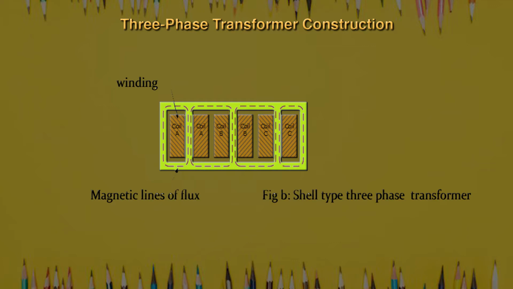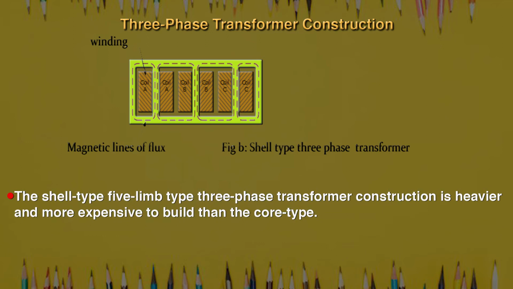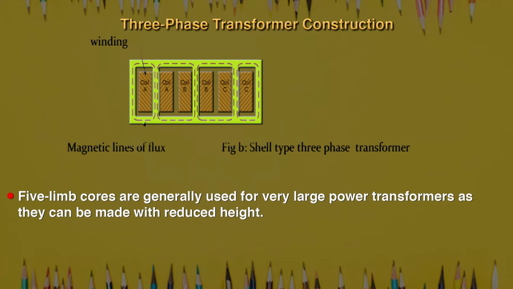Now, in figure B, you can see the cell type three-phase transformer. The cell type five-limb three-phase transformer construction is heavier and more expensive to build than the core type three-phase transformer. Five-limb cores are generally used for very large power transformers as they can be made with reduced height.